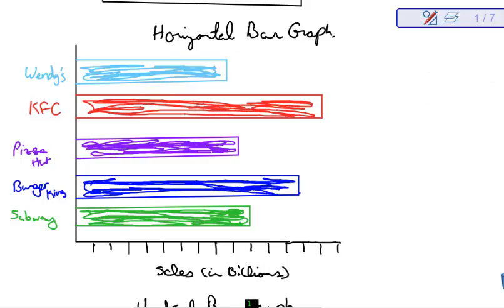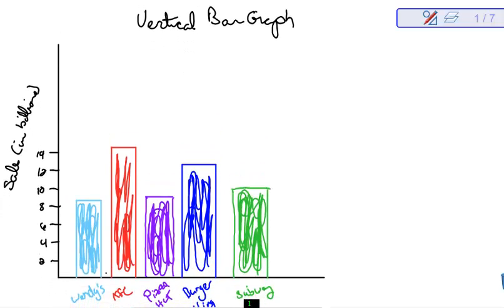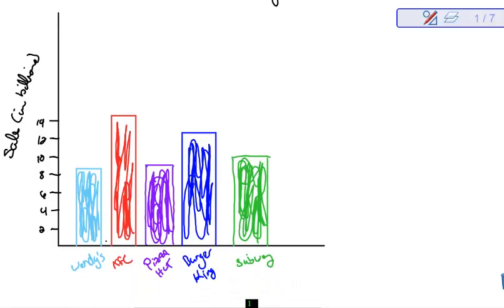We can also represent it in a vertical bar graph, such as I've done here. In a vertical bar graph, my sales are along the y-axis, and my categories are along my x-axis. And it's the same thing. I've kind of squinched my bars down. I've counted by 2s instead of by 1s in my cells. As long as you count by the same increments, it is fine.